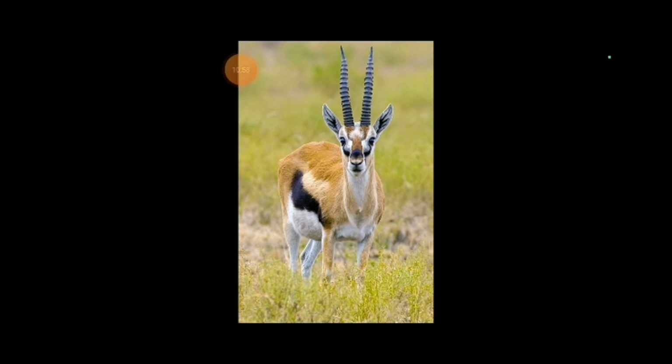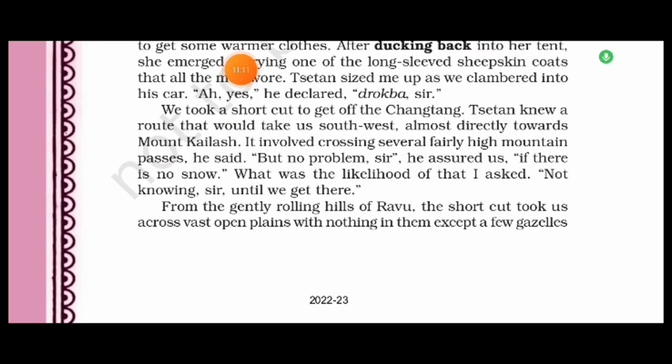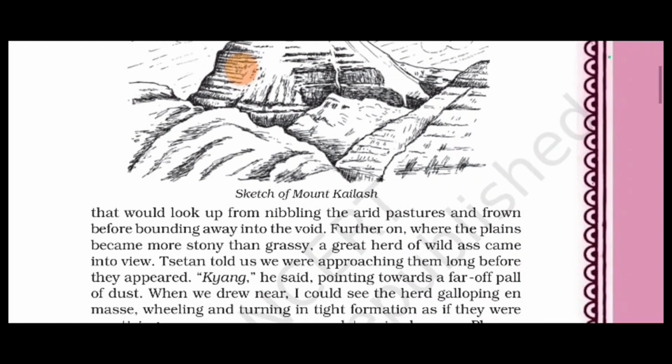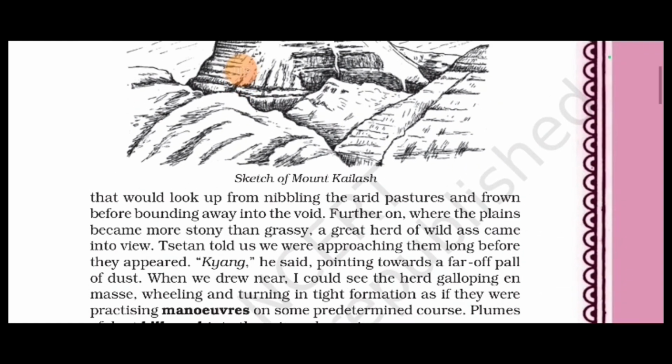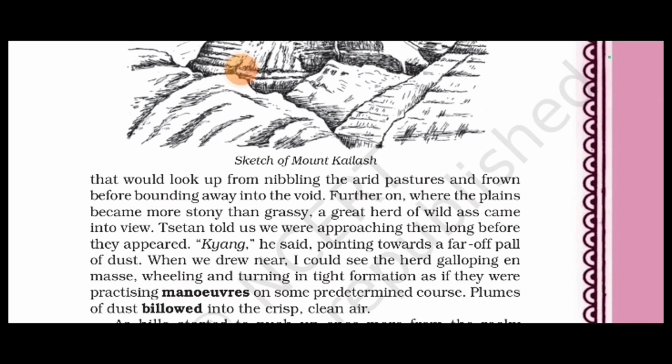Okay, see, they are mammals which have large eyes. So they have very large eyes, right? That move quickly, and hooves that make a lot of noise. So these are gazelles. Now coming back to the chapter. This is Mount Kailash, a sketch of Mount Kailash. Gazelles that would look up from nibbling the arid pasture and frown before bounding away into the void. Now what is it saying, right?